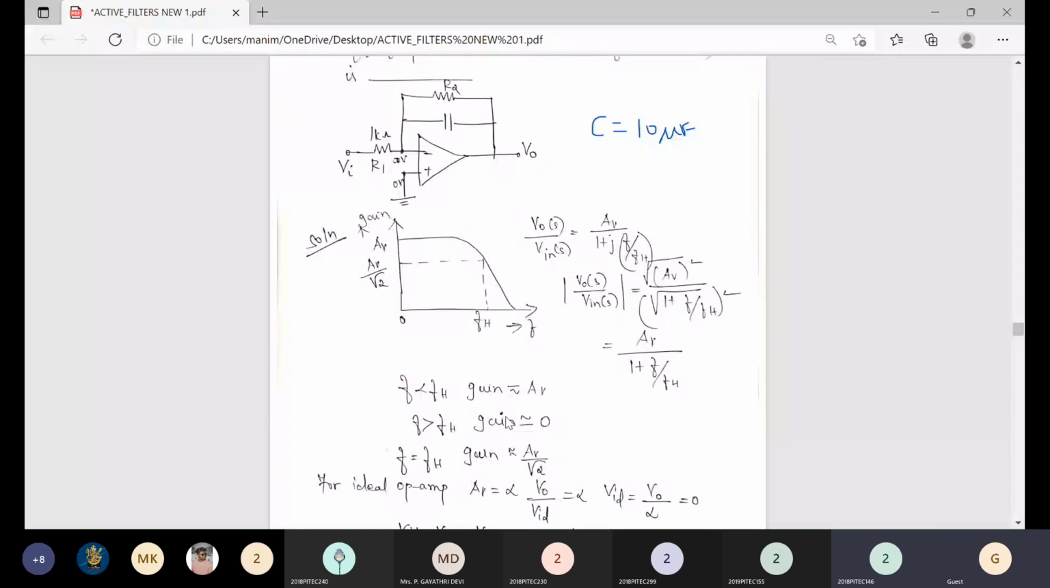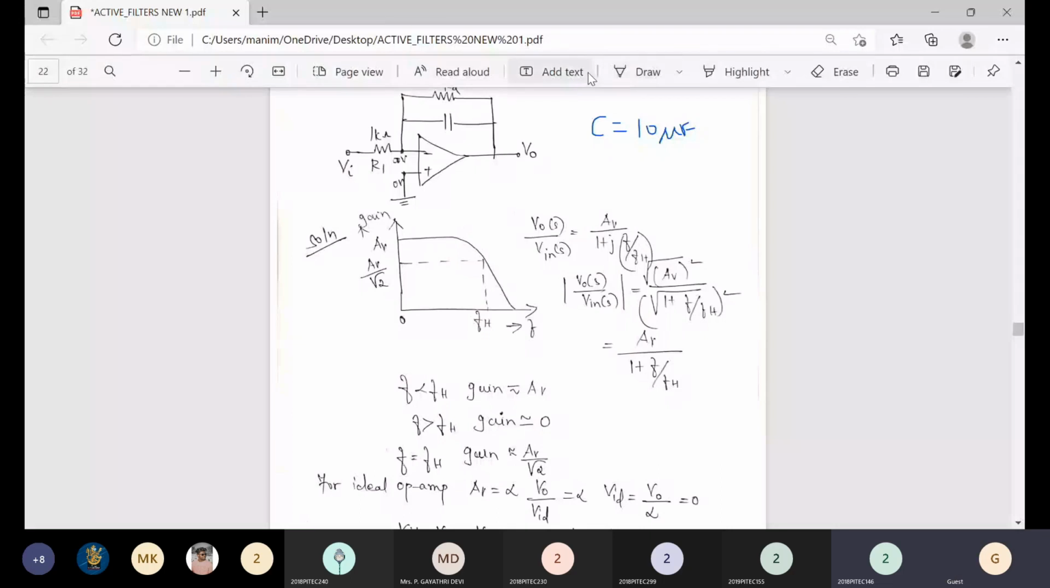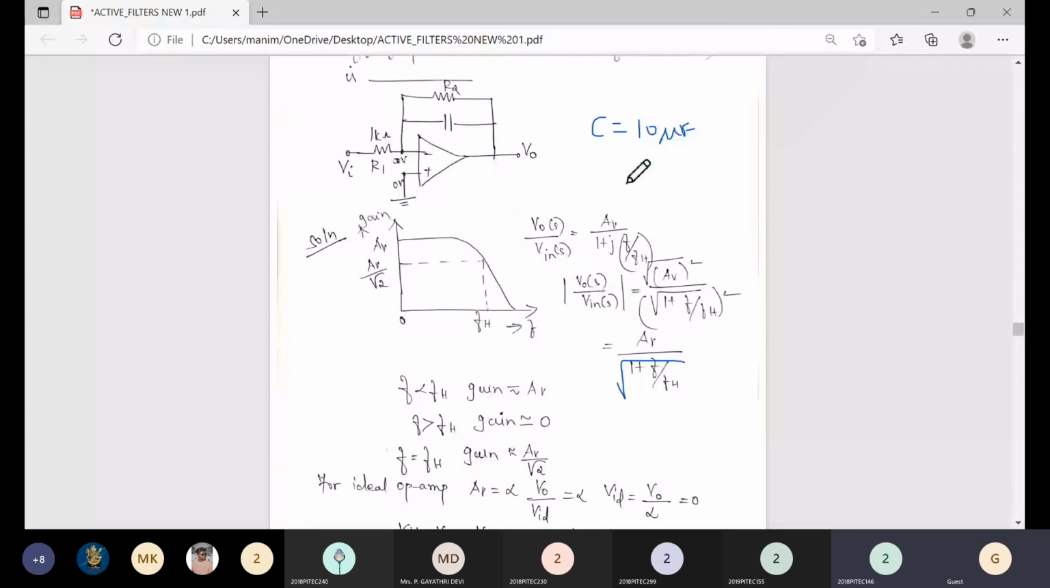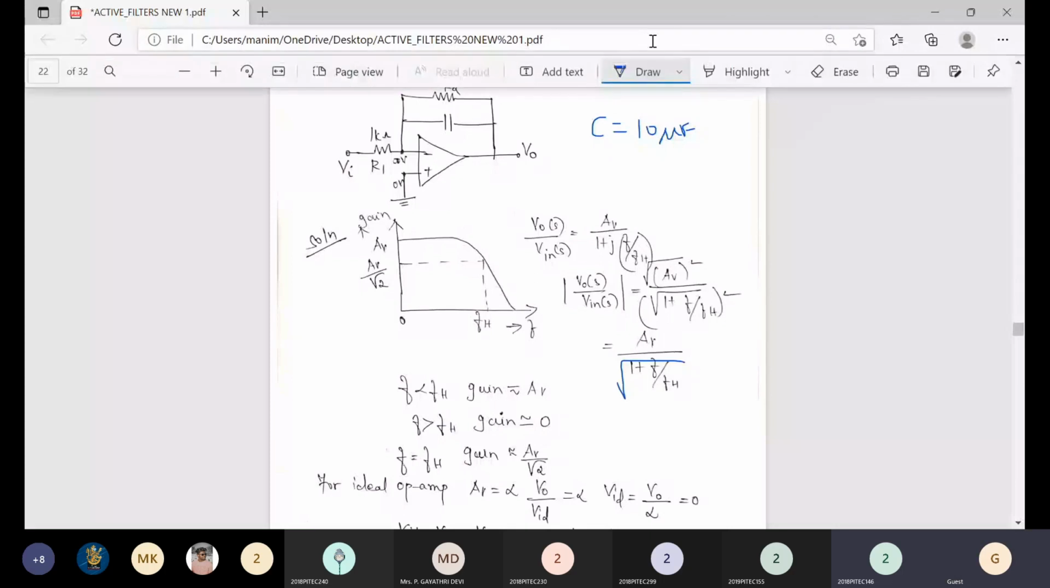Then f equal to f_H means both are equal. So here it is the square root, and with f equal to f_H we get 1 plus 1, so the gain is A_V divided by root 2. A_V divided by root 2.